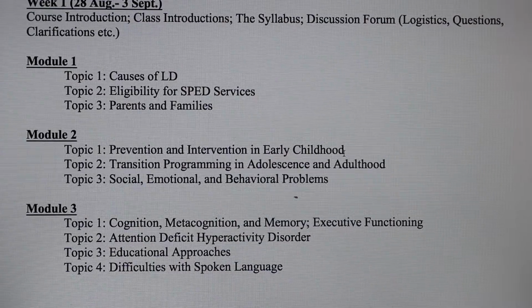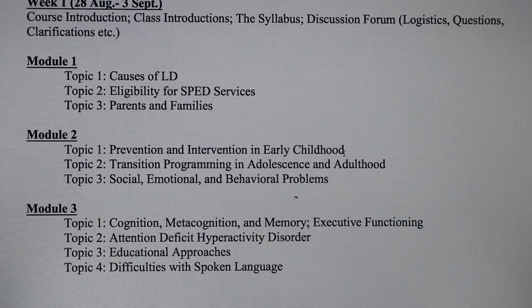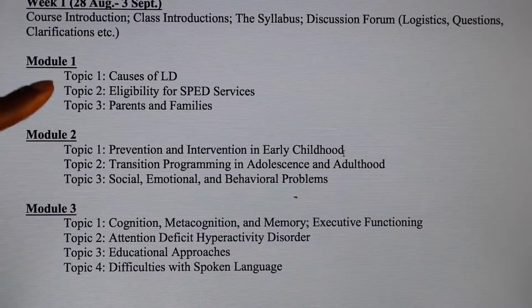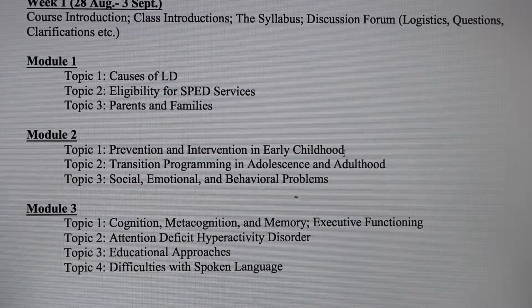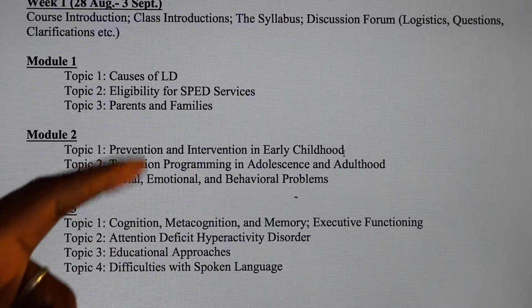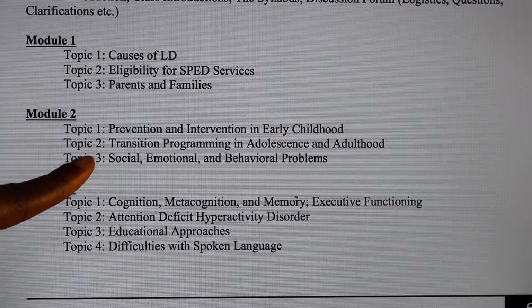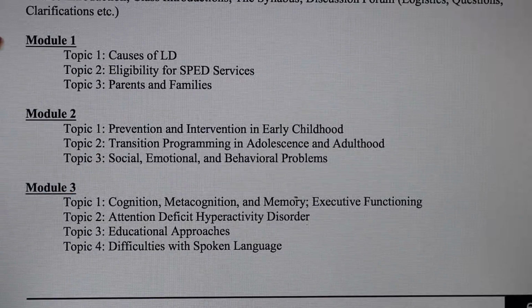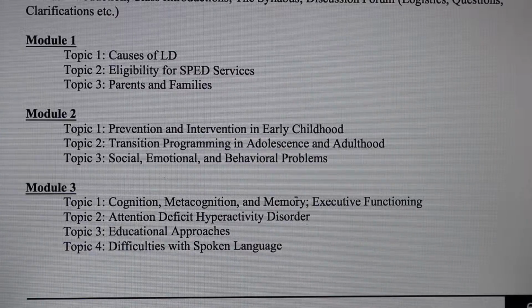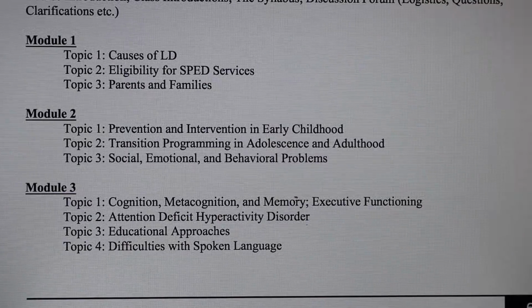So your discussion forum is basically going to be based on the topics covered. So for module 1, you will know that your discussion forum would be based on whatever content you covered related to causes of LD, eligibility for special education services, parents and family. And then we go to module 2. Module 2 also has 3 topics. So once you're finished module 1 and you've completed the discussion forum and whatever major assignment there is to complete in module 1, then you're done with module 1 and you can move on to module 2.